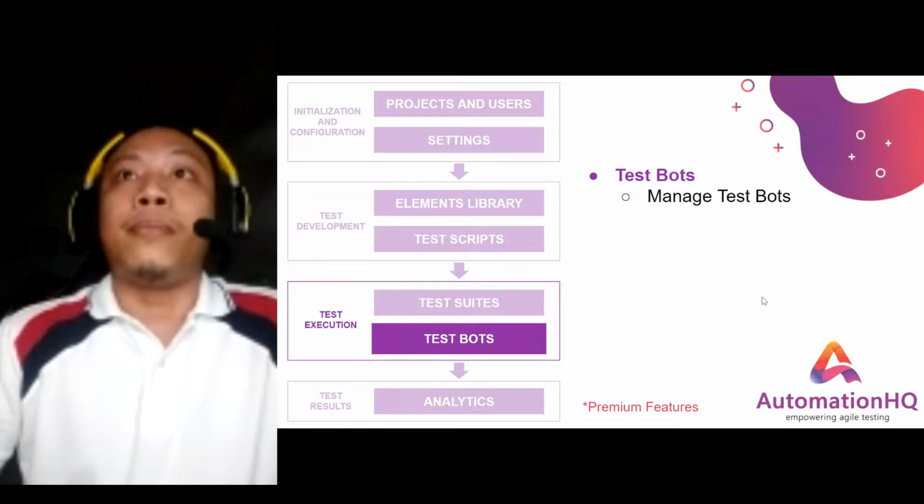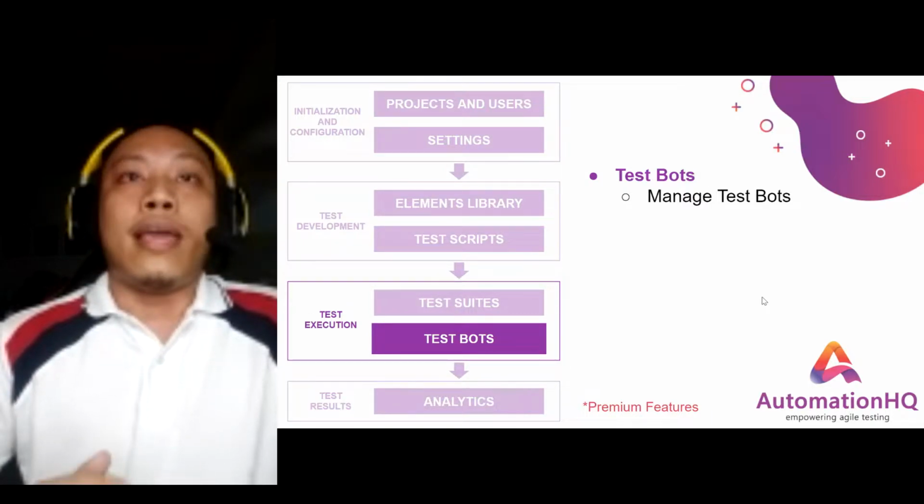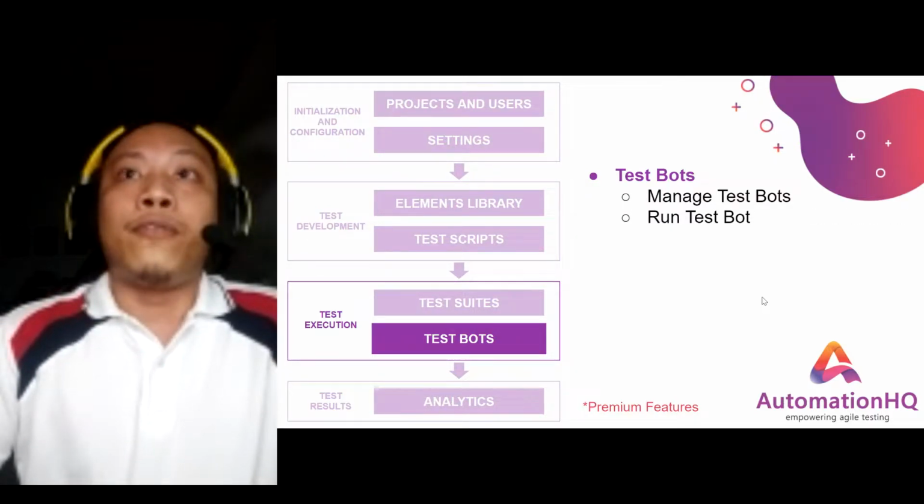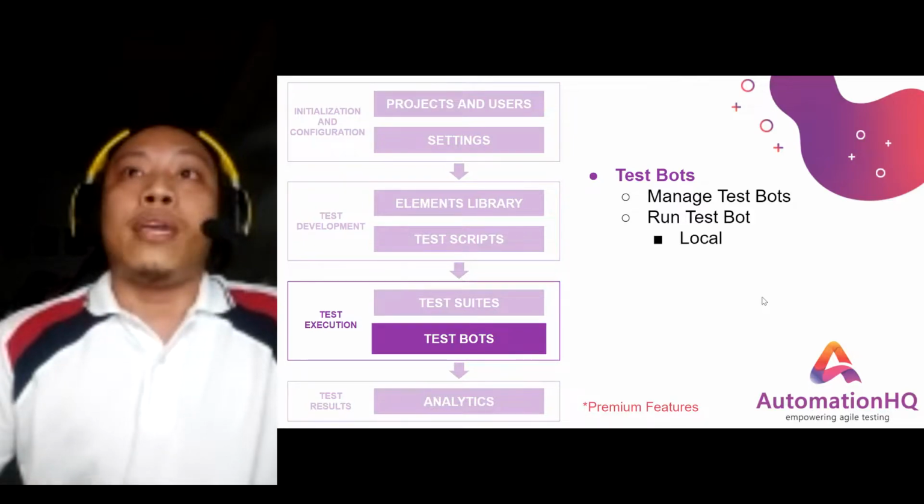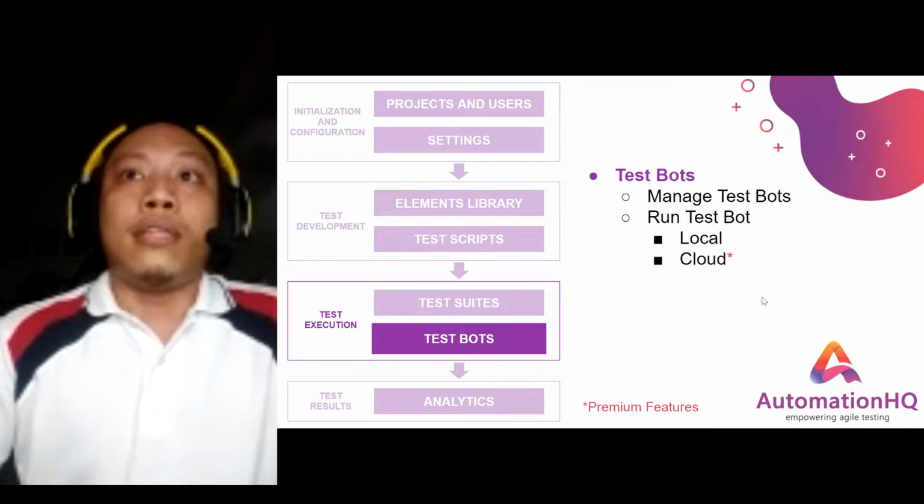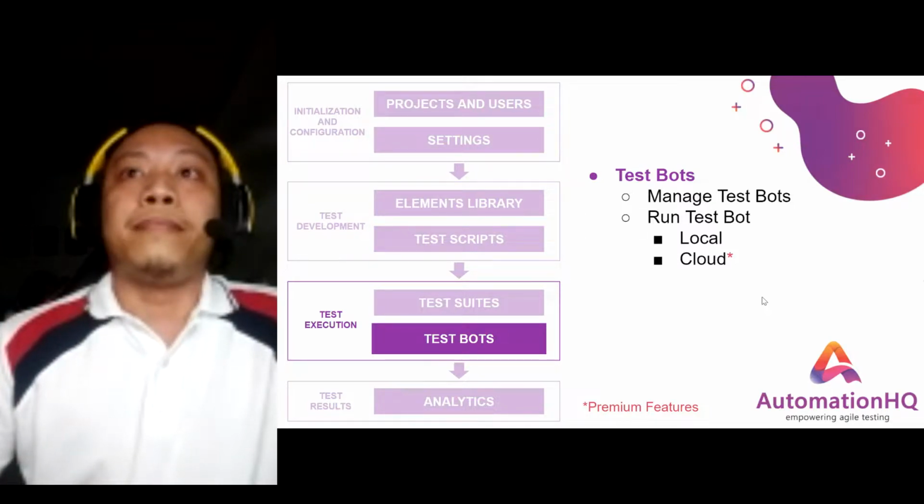So under the test bots, you can go ahead and manage those test bots. So you can create as many test bots as you want. You can edit those test bots and even delete those test bots as well. Then, as I've mentioned before, we can run those test bots and execute those test scripts within those test bots. So we can execute it locally on our machine, or we can execute it in the cloud. So the cloud execution is a premium feature for Automation HQ Premium.